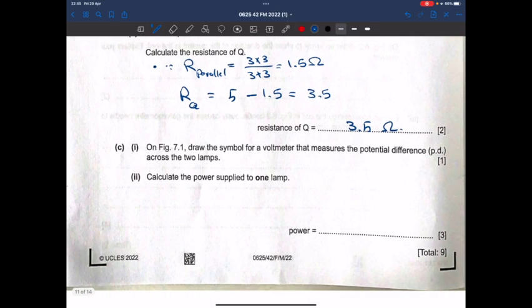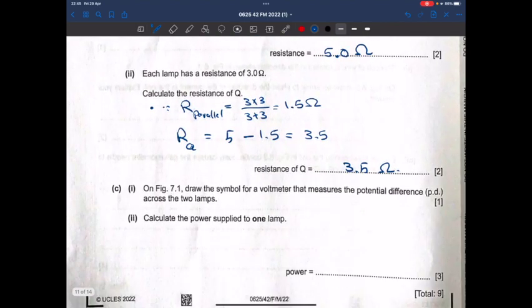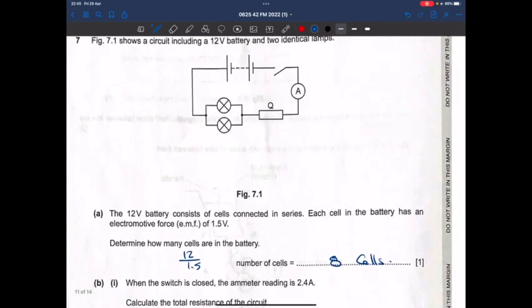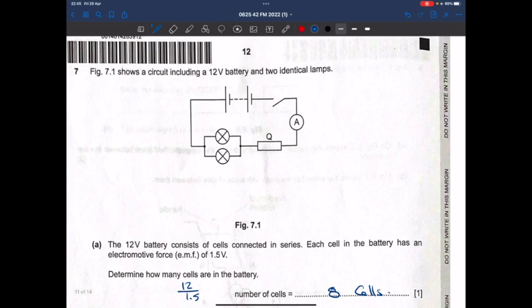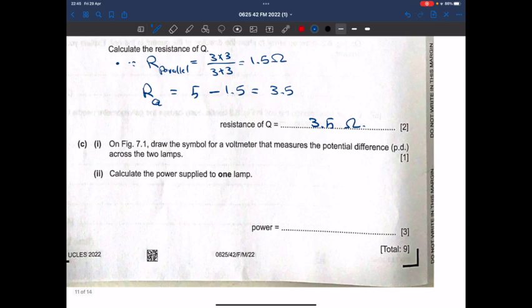That was easy. And the next part of the question, or question C, on figure 7.1, draw a symbol for a voltmeter that measures the potential difference across the 2 lamps. Let's see. Across the 2 parallel lamps, I think. Okay, so the 2 lamps here are connected in parallel, so I need just to connect the voltmeter in this area. You can put it down or up, it doesn't make a big difference. So this is where the voltmeter should be placed. We did that for 1 mark.